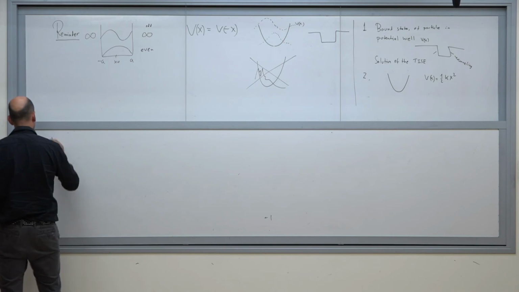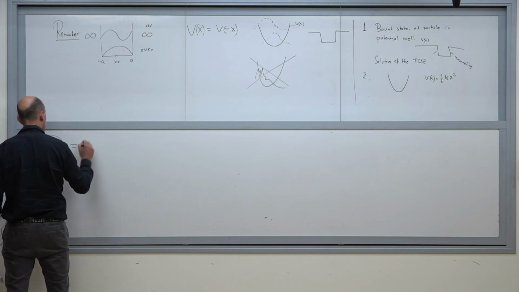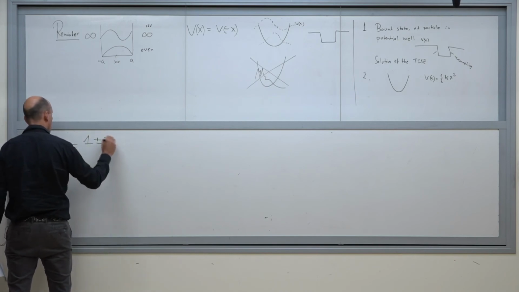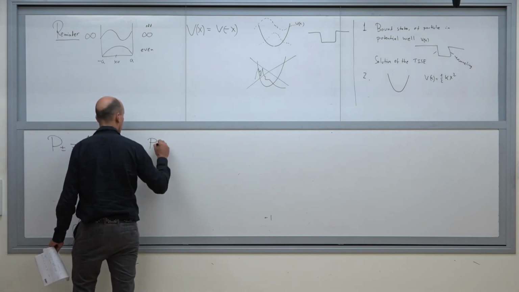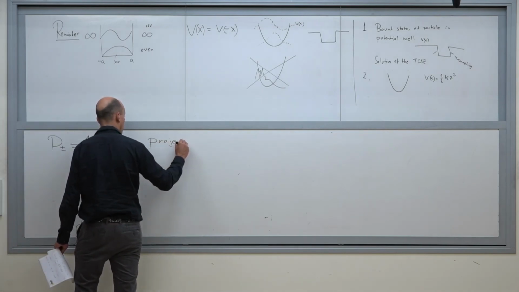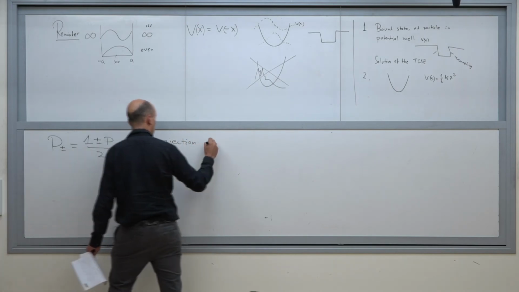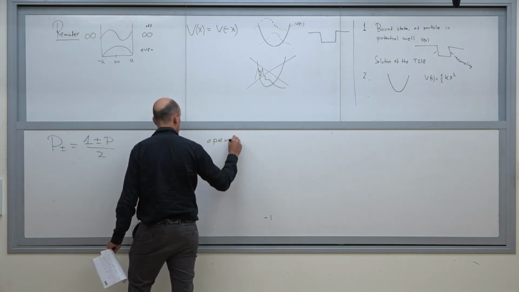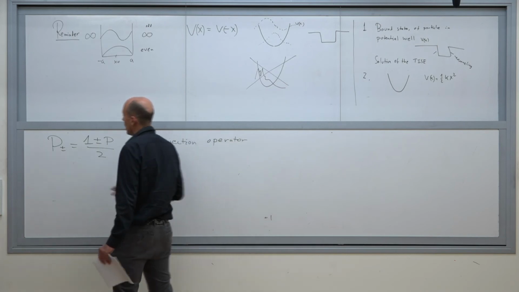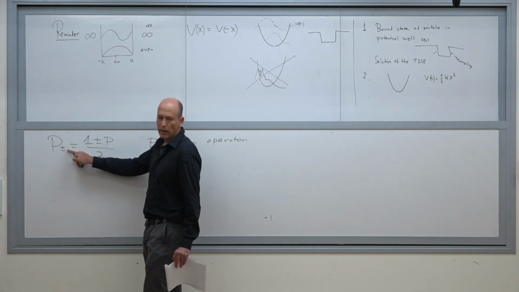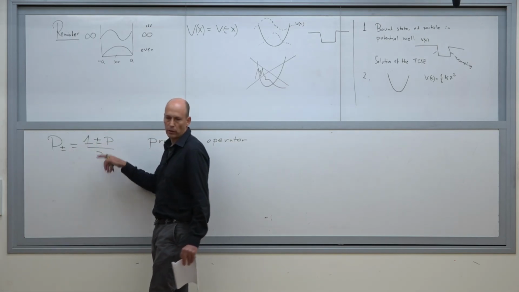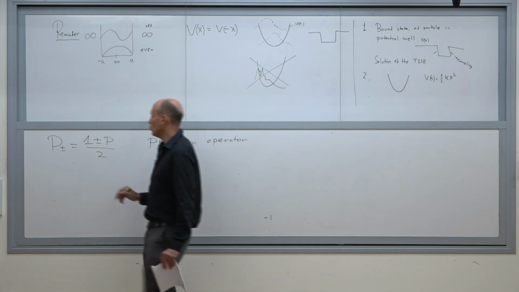I want to define this thing. This thing is a projection operator. This is the name of this object. It's actually two operators, one with plus, one with minus. You see here plus and minus. What does this operator do?